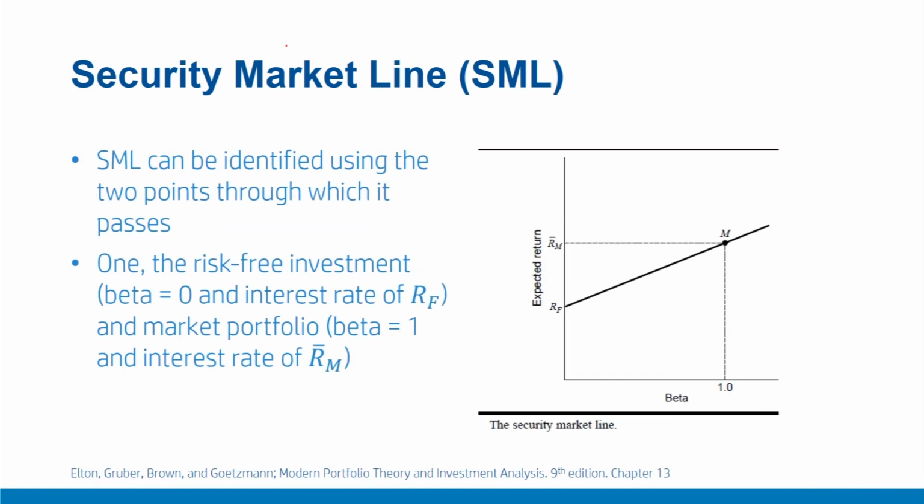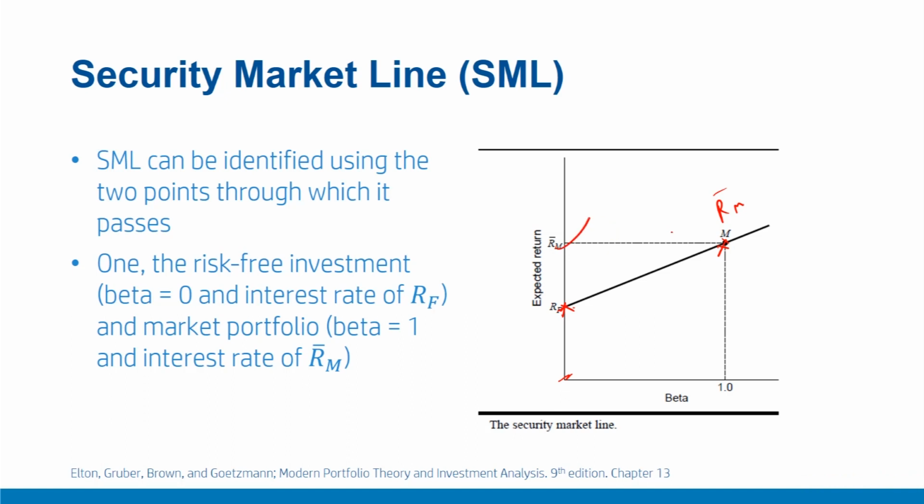Now, a very important question is how to identify this SML. SML here can be easily identified using 2 points through which it passes. The first point is corresponding to the risk-free investment, which is this RF. It has beta equal to 0. It is the risk-free asset or riskless asset. The second point is corresponding to the market portfolio, which is this M point. It has a beta of 1 and expected returns of RM bar.